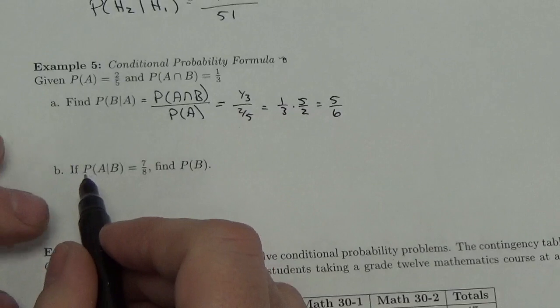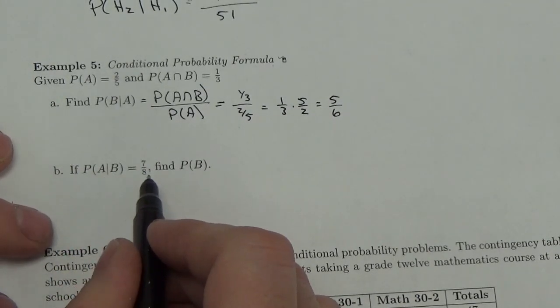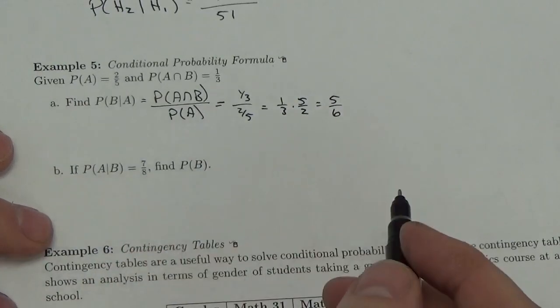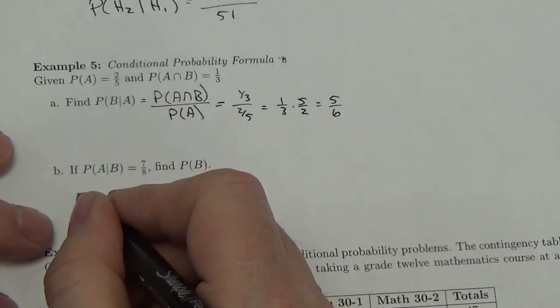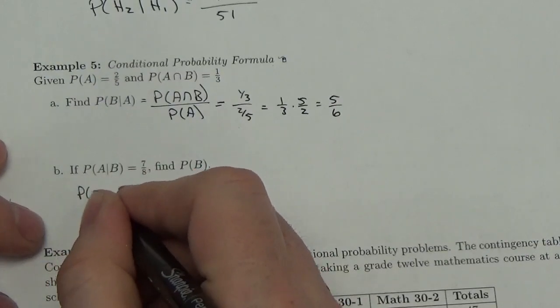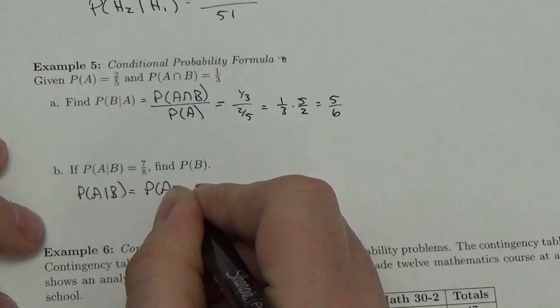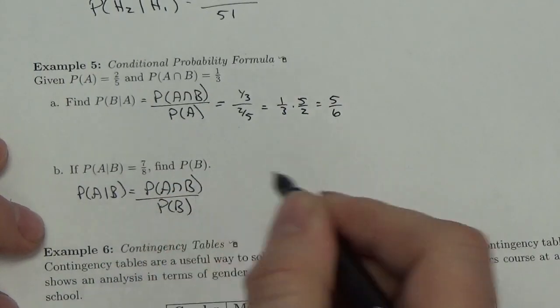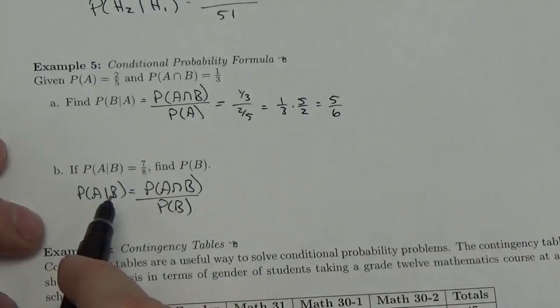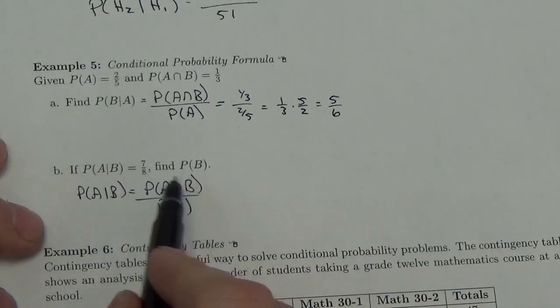Now let's take a look here. If the probability of A given B is 7/8, find the probability of B. Well, let's take a look at that. So the probability of A given B is going to be, again, the probability of A intersection B all over the probability of B. Now, in this case, I know what this number is, and I know what the intersection is.